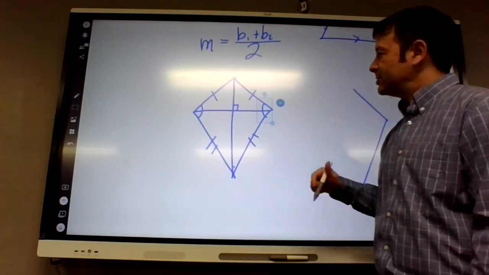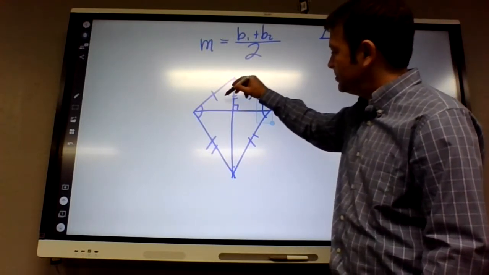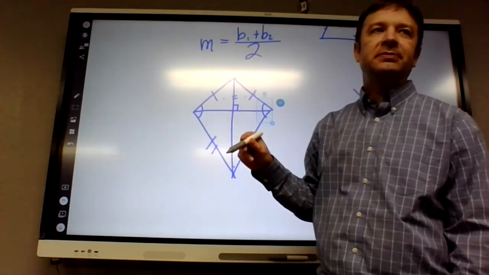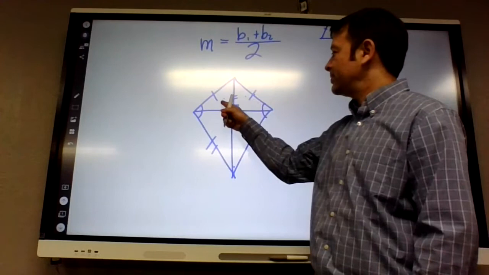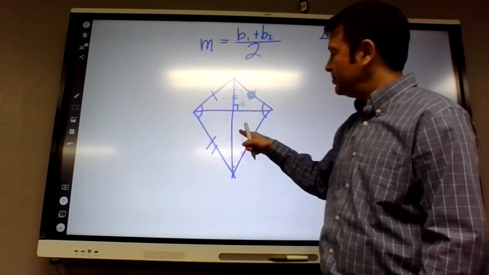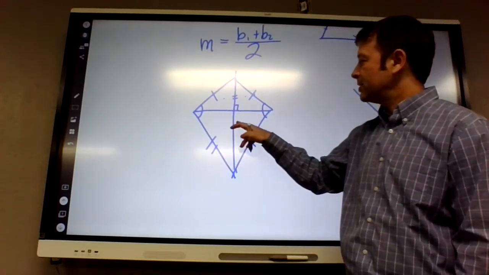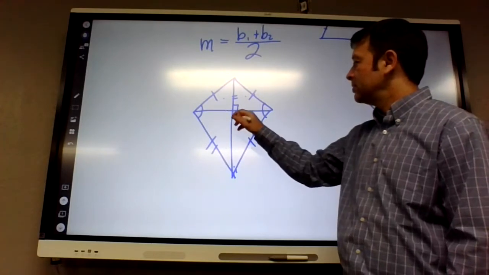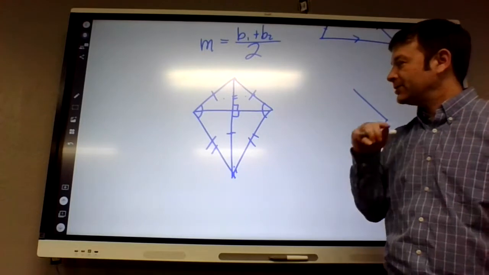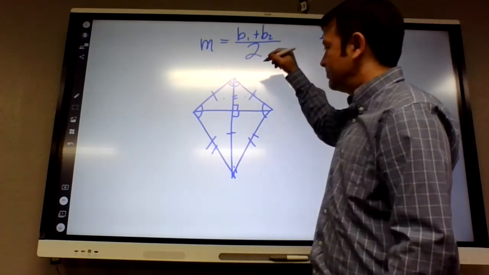Another thing we know is that these two triangles are congruent by hypotenuse leg. You guys see it? So these two triangles are the same by hypotenuse leg. These two triangles, the bigger ones, are congruent by hypotenuse leg. So the triangles that look the same are the same. That means these two little angles up here are the same.